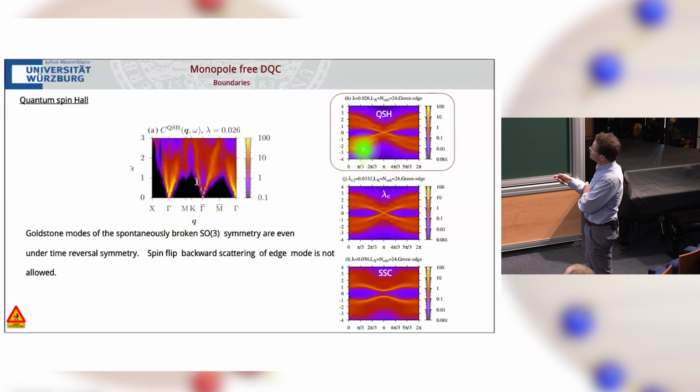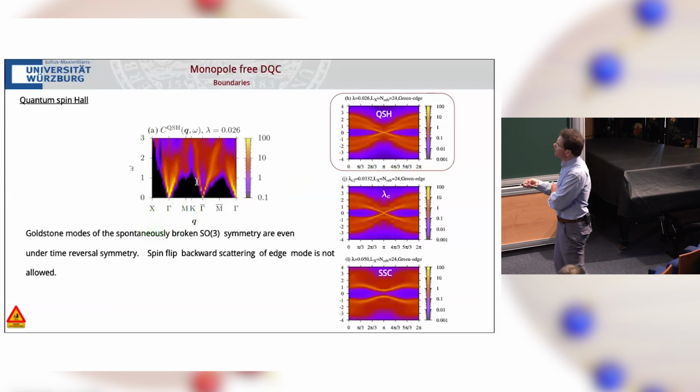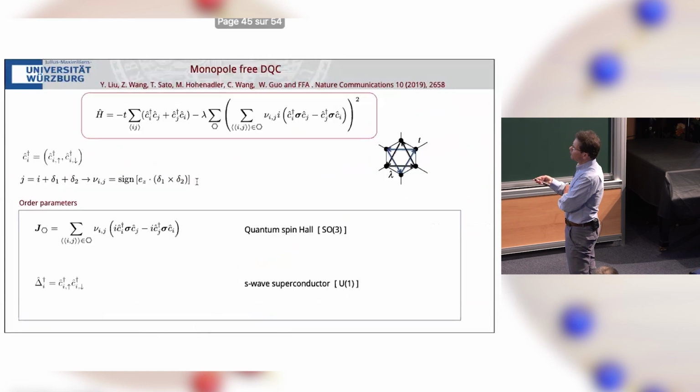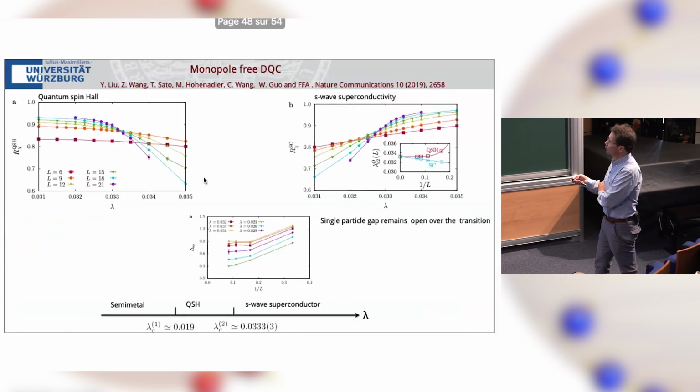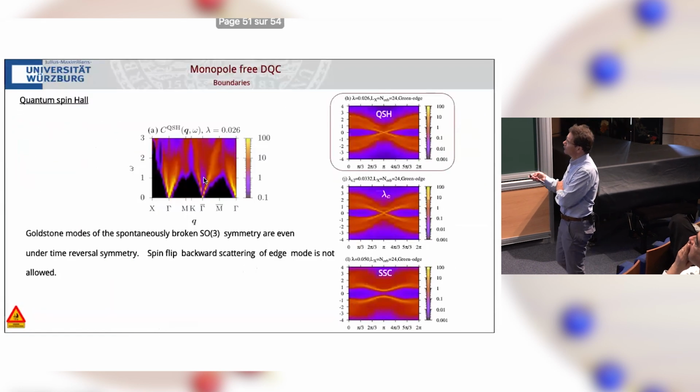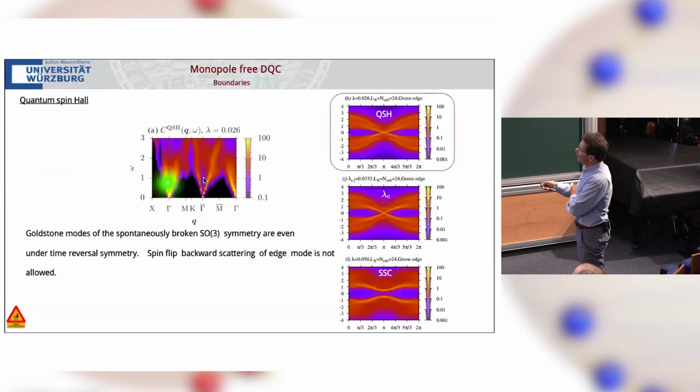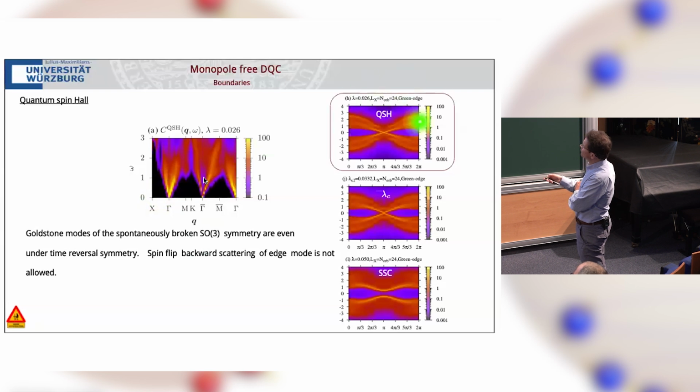I told you that this quantum spin Hall comes out from a spontaneous SO3 symmetry breaking. So you have the Goldstone modes, and this is, if you remember, my J operator here. If you remember this, what we're measuring is the dynamics of this operator, and we see Goldstone modes here. That's not a surprise. Here are my Goldstone modes, right? And then the question would be, how do those Goldstone modes interact with this edge state?